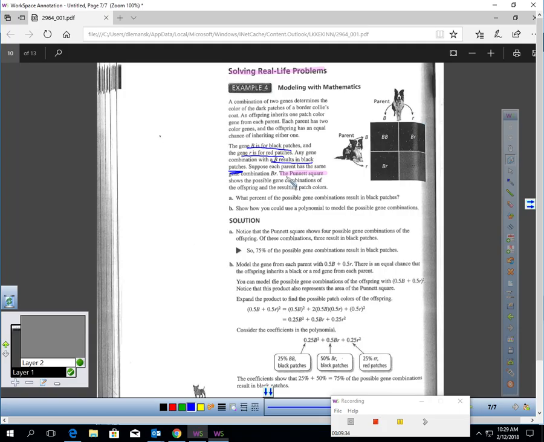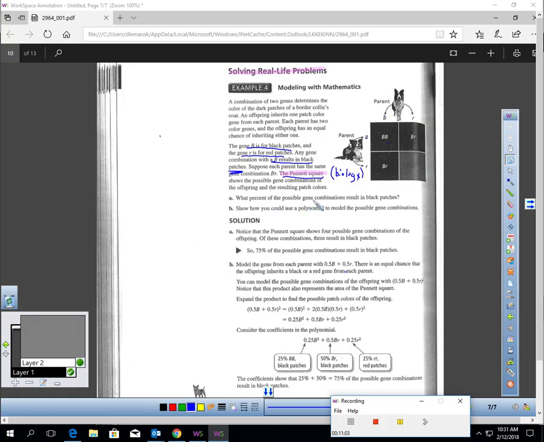The Punnett square, we definitely want to be able to draw a Punnett square. It's my understanding you do these in biology with Mr. Culver. The Punnett square shows the possible gene combinations of the offspring and the resulting patch colors. So if these are the two parents, and this is kind of like the table method of multiplying polynomials we learned in the last video, B and B is B squared, or BB, B and R, BR, down here B and R, BR, and in the bottom right-hand corner we've combined the two recessive genes R and R, okay?